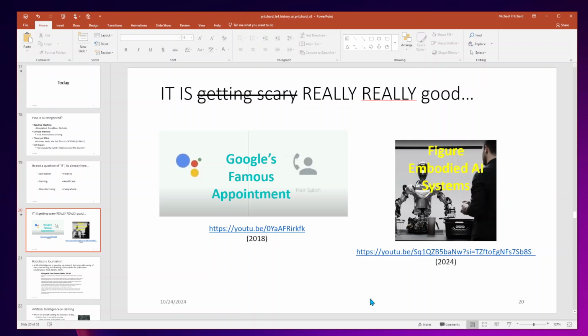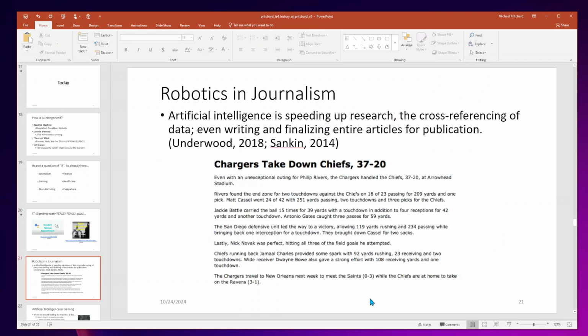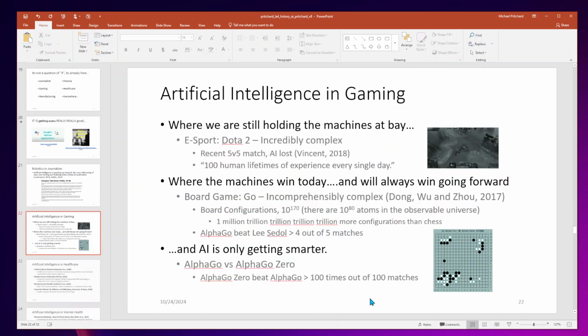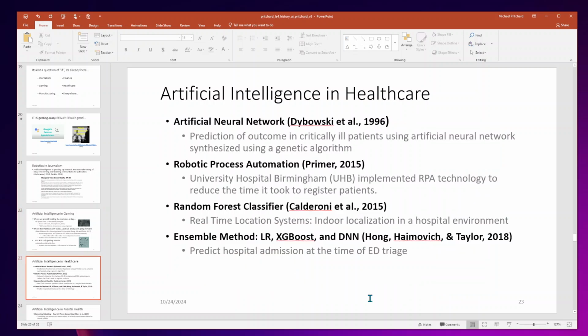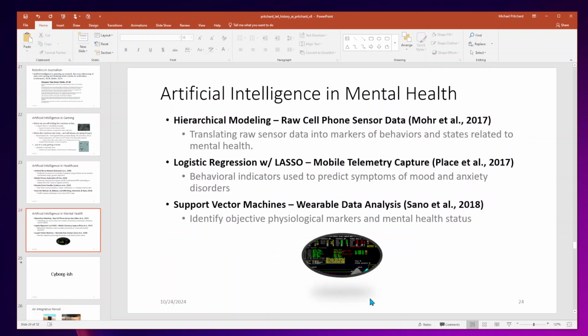Especially when you look at what they're doing, they're already using humanoid robots in test platforms for lights out manufacturing. Software robots have been used in journalism for a really long time. They've also been used in gaming for a really long time. They've been used in healthcare for a good 10, 15 years. Artificial intelligence and mental health is a more recent phenomenon.